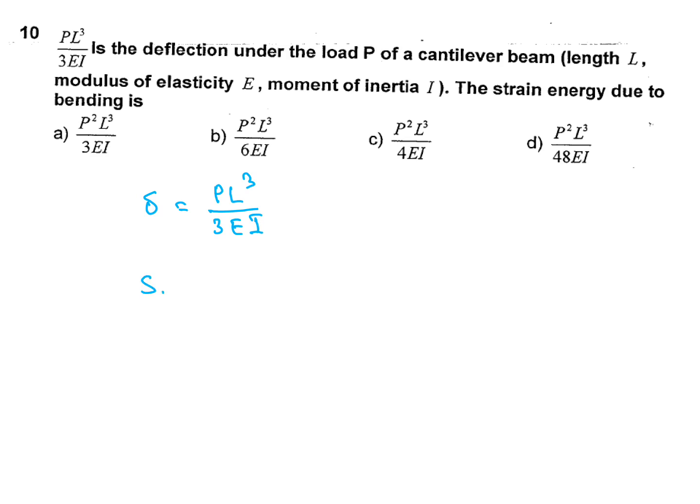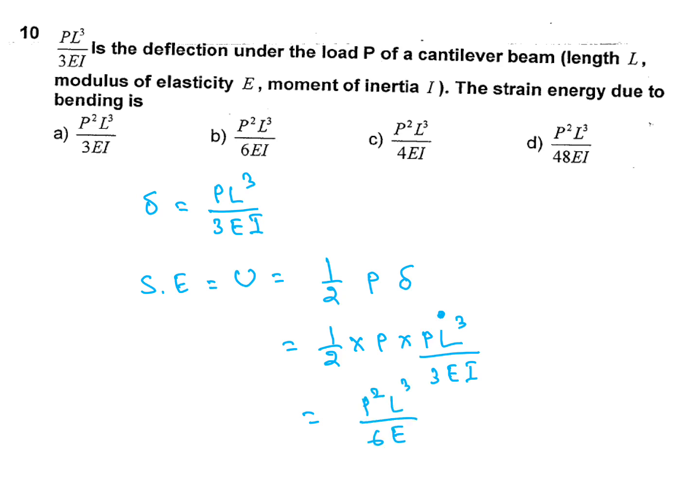We know strain energy U is half P into delta, the area of the P versus delta curve. Delta is already given, so put the value of delta: half P into PL cubed by 3EI. So P squared L cubed by 6EI. From the options, B is the answer.